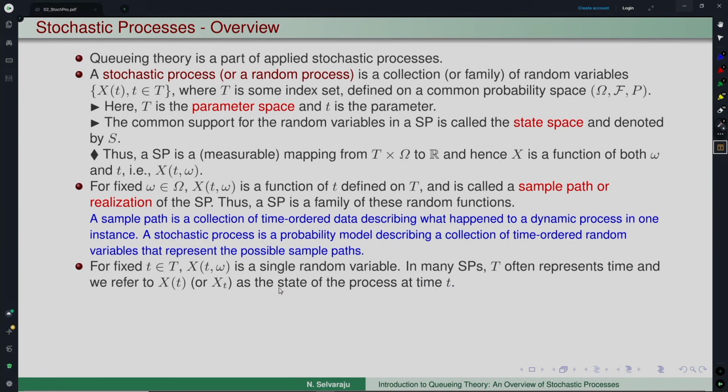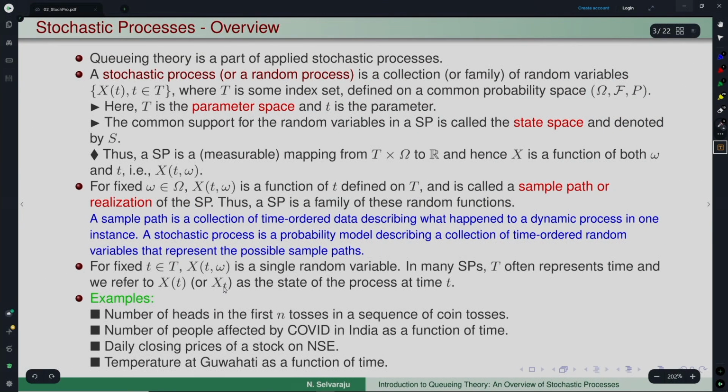So, remember this word, the state, because when we mean the state of the process at time t, we are representing this x of t. Many a time, for notational convenience, instead of writing x within brackets t, we will write x suffix t. But you should understand that this is a function of t. Now, let us look at a few simple examples of such a process.